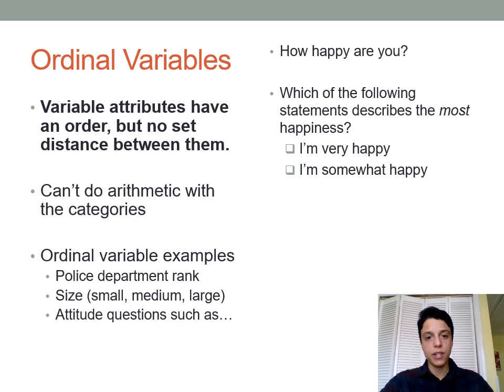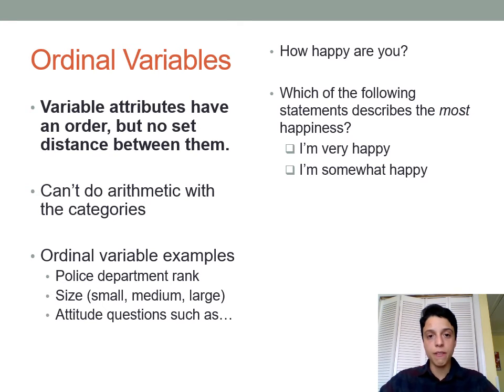The first thing that we want to check here is whether or not there is an order to these attributes. So our variable is happiness, our attributes are very happy, somewhat happy, and throw me into a volcano. It's pretty clear from looking at this that you can put them in order. So somebody who's very happy is happier than somebody who's somewhat happy, and somebody who's somewhat happy is happier than somebody who wants to be thrown into a volcano.